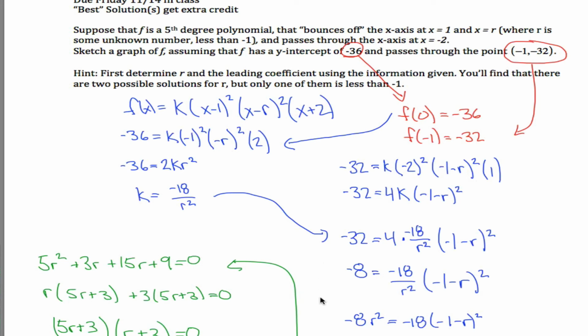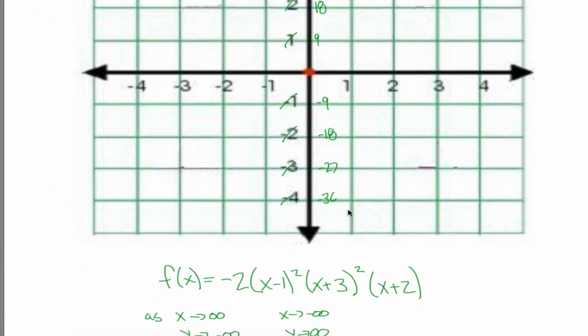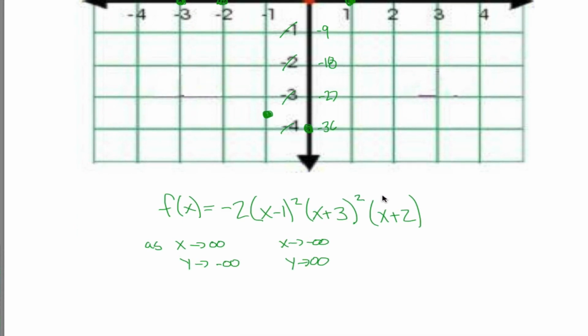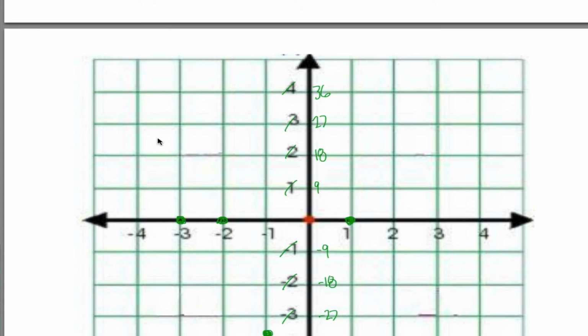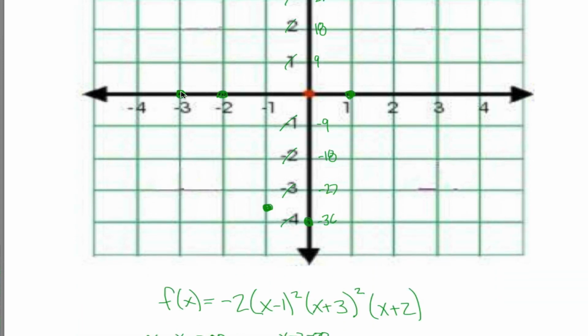So I had that the y-intercept was negative 36, right here. It goes through the point negative 1, negative 32, somewhere in there. It's got x-intercepts at negative 2, corresponding with this factor, negative 3, corresponding with this factor, positive 1. That's all of my x-intercepts. And I want my end behavior, I want it to go down when it goes to the right, and I want it to go up when it goes to the left, meaning it's going to start way up here and then go to this point.